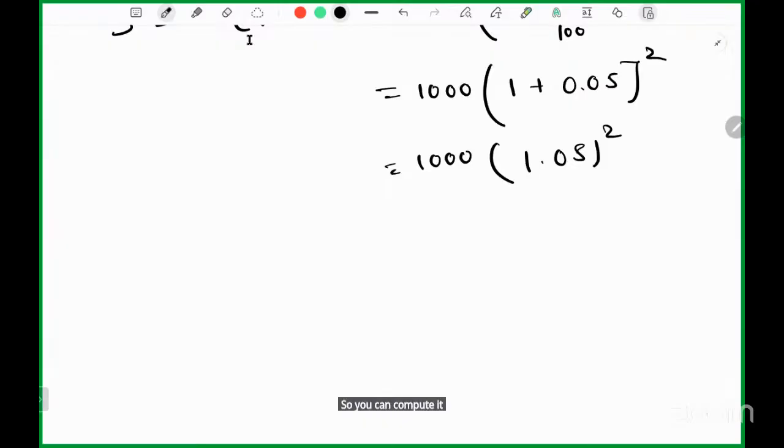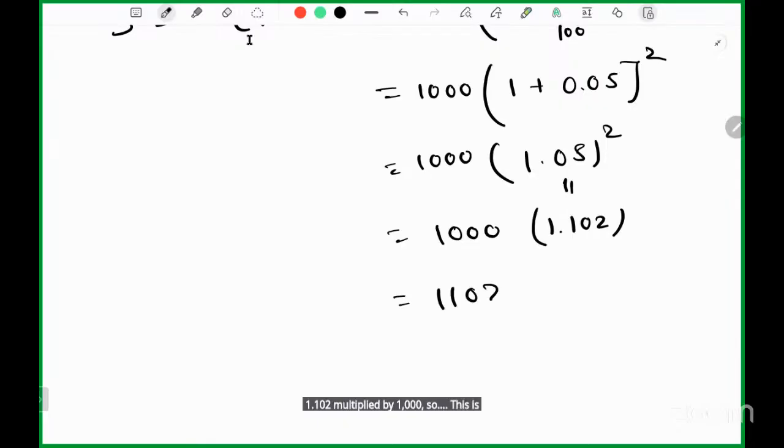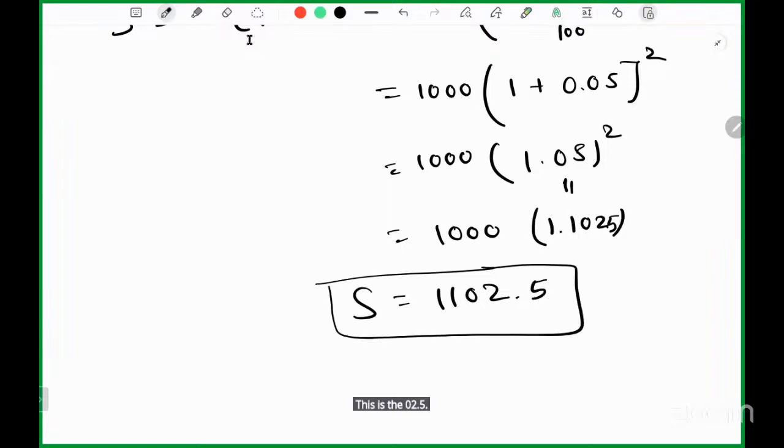What is 1,000 into 1.102? The square, yes, right? 1.102 multiplied by 1000. So this is 1102.5. Okay, so this is the value of S.